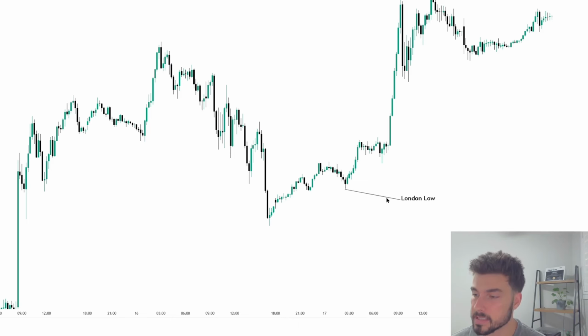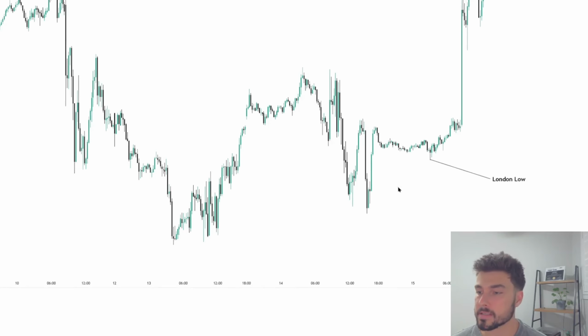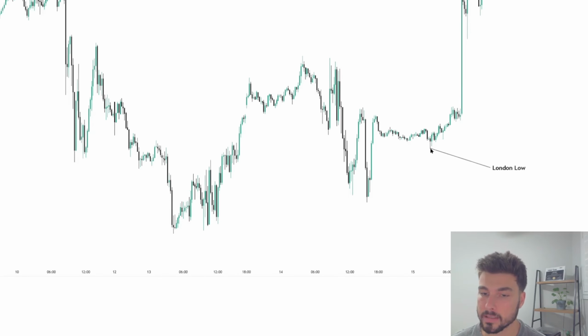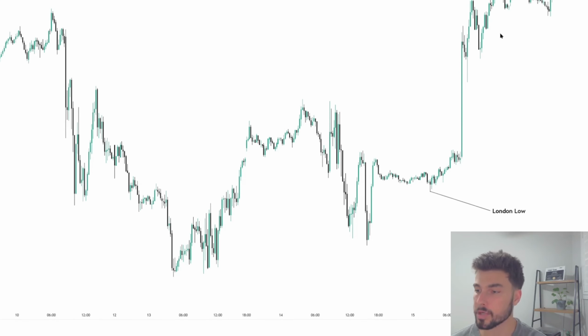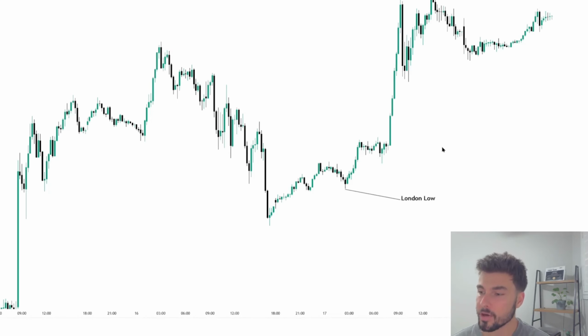And if I show you the next example, the same thing applies. We can see that during this example here, we've got a London low that's formed between 2 a.m. and 5 a.m. The rest of the day, we push up. So what I'm going to do today is break down 2 or 3 examples going into these charts, and then look at how you can catch positions to the upside.